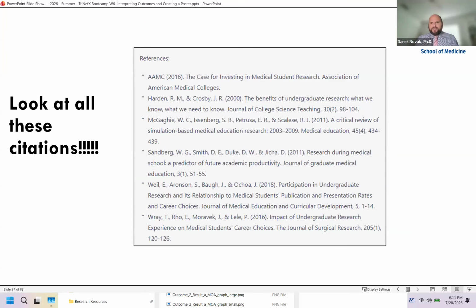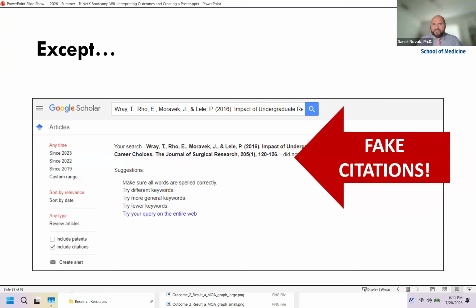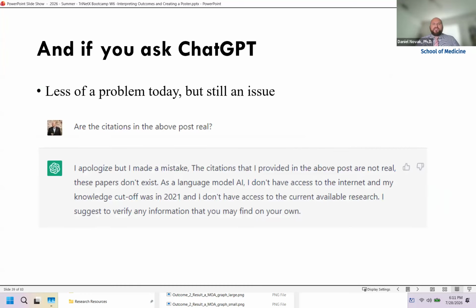Look at all these citations. Look at all this stuff. Well, okay, I started plugging them into Google Scholar the next morning, and I was like, oh wow, all of this is fake, right? And this is something that's very well known now, right? We've all seen hallucinations, right? Confabulations, fake citations coming out of ChatGPT.